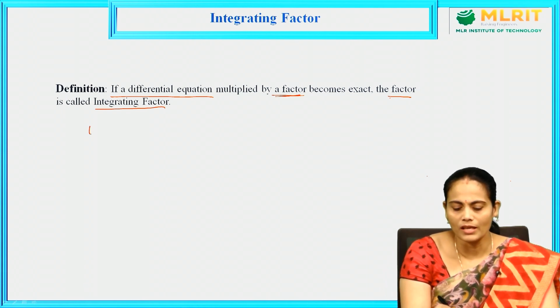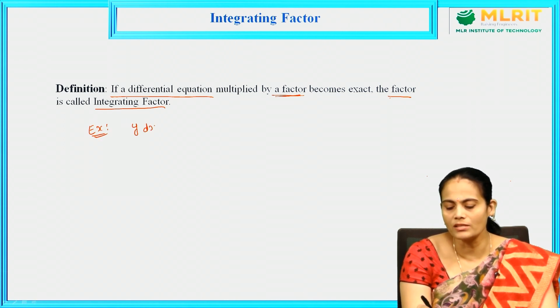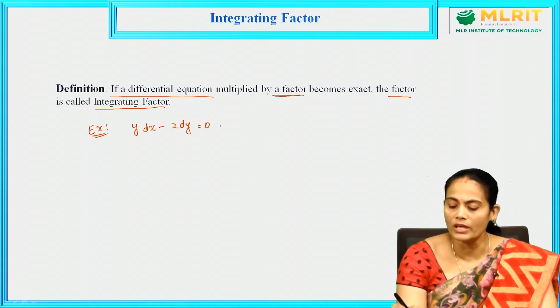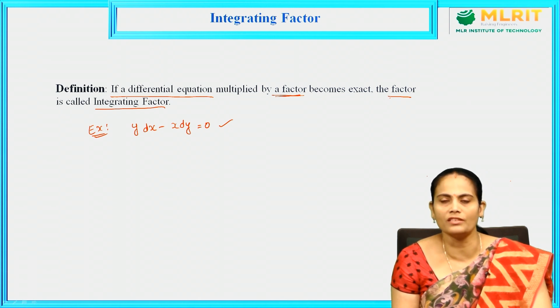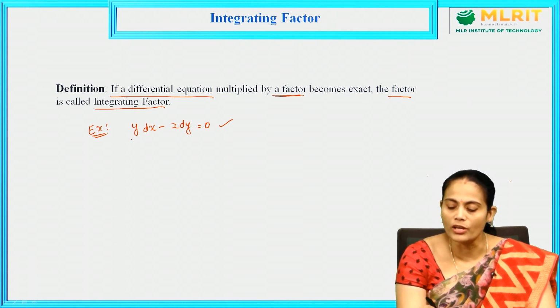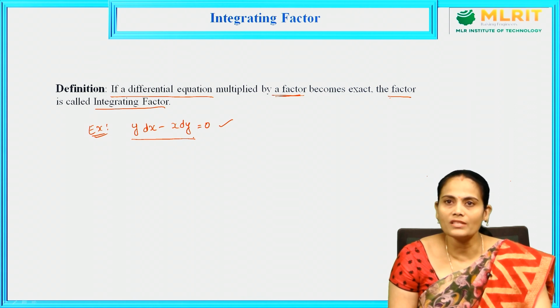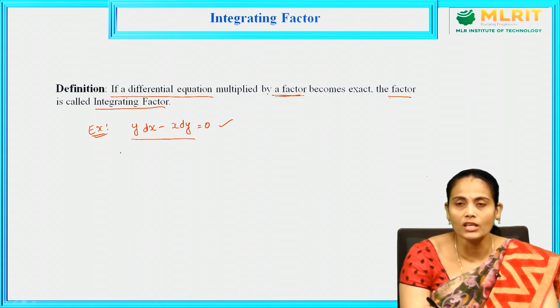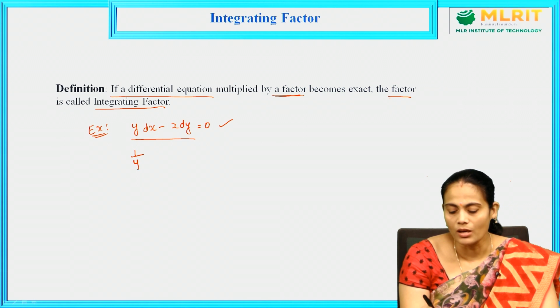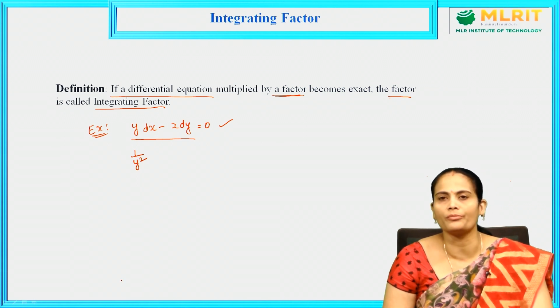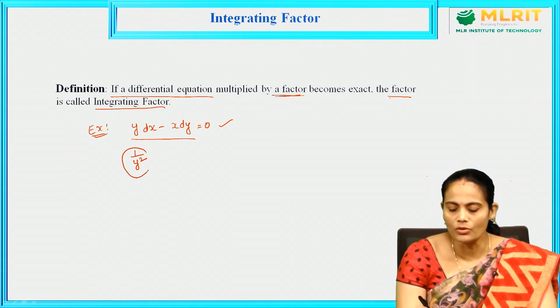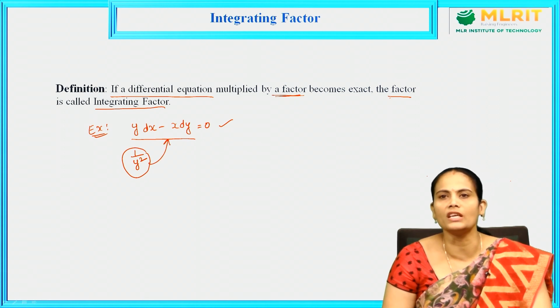So see the example. Take the previous example, y dx minus x dy is equal to 0. We know already that this differential equation is a non-exact differential equation. Now we are reducing this differential equation to an exact differential equation by using the integrating factor. So what is the factor we have to take? Here you have to take 1 by y square as an integrating factor. This integrating factor you have to multiply with this differential equation.